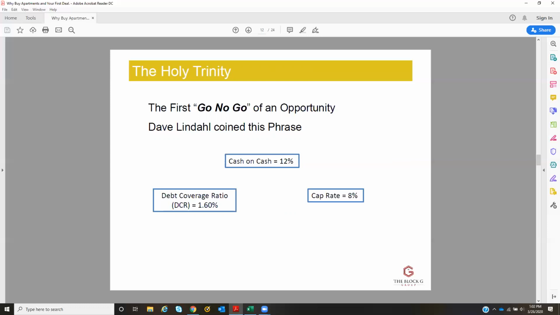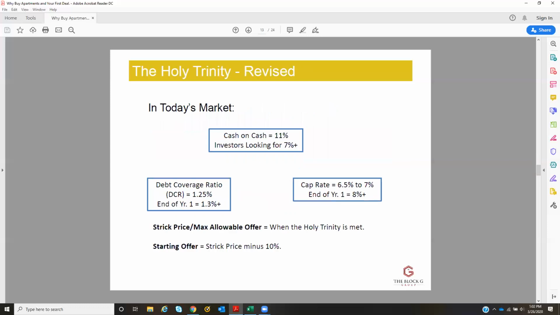Now, in today's market and in the past few years, things evolve, right? So we've revised the Holy Trinity to meet market conditions. Cash on cash is 11%. We've raised that up a little. Why? Because we're doing a lot more bringing in private money and syndications, so your investors are looking at taking some of that return. You can't have a cash on cash return of 5% and pay your investors 7%. There's nothing left for you as the owner of this opportunity. So you've got to get that cash on cash as high as you can.